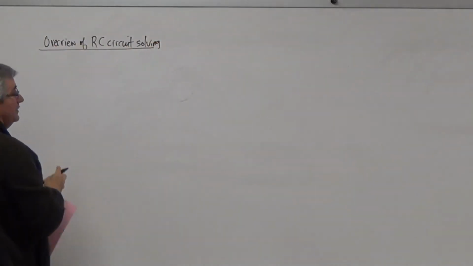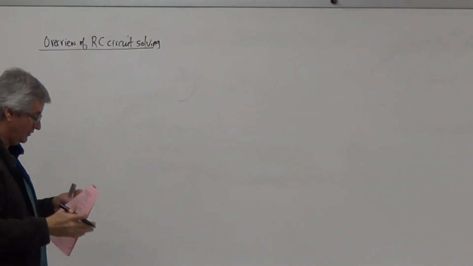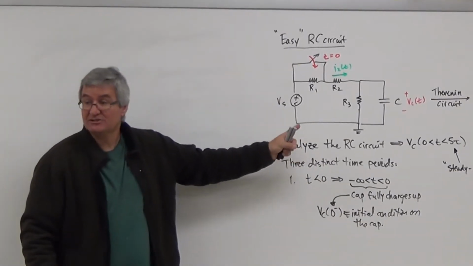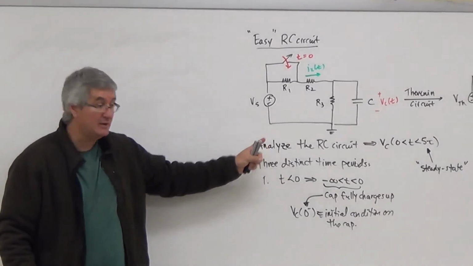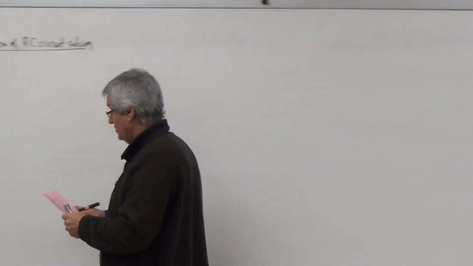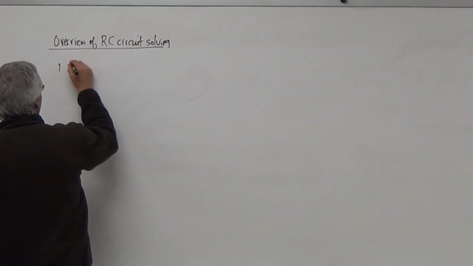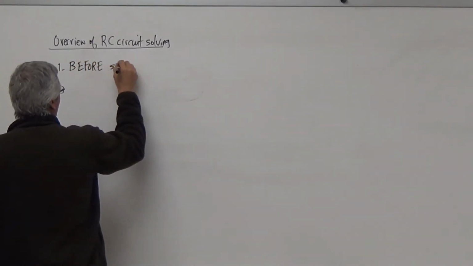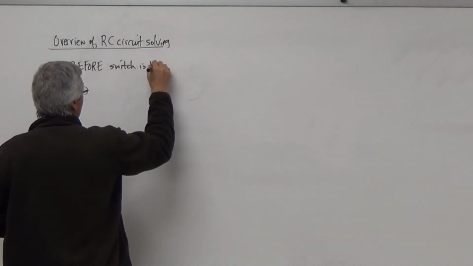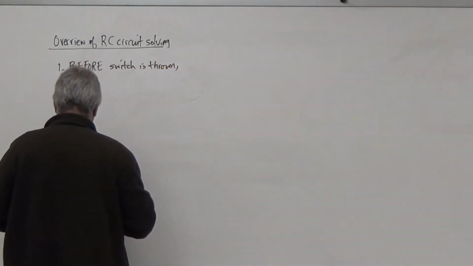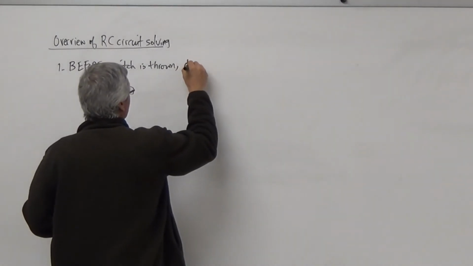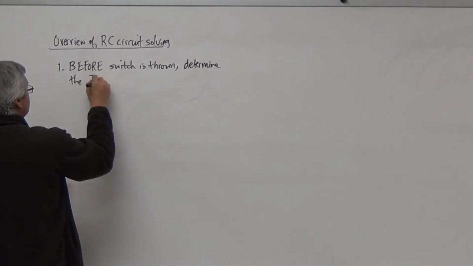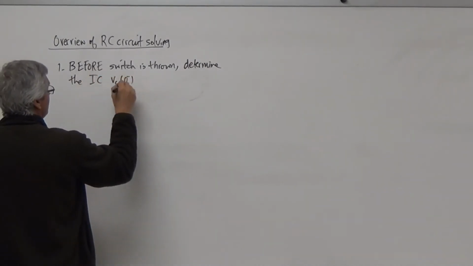So when I look at this thing here, the first thing that we're seeing is that before the switch is thrown, I got to find what? That initial condition. So the first thing I got to look at is that before the switch is thrown, I have to determine the IC, VC of 0 minus.